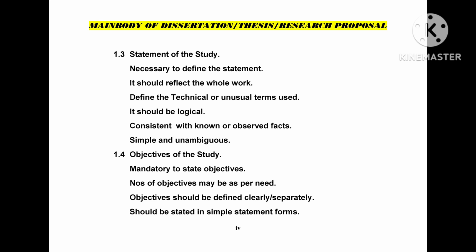Then 1.4, under it we have to state the objectives of the study, and it is mandatory. We must state them, and objectives may be 1, 2, 3 or 4 depending upon the research. And then we have to state the objectives clearly and separately. It should not be ambiguous.